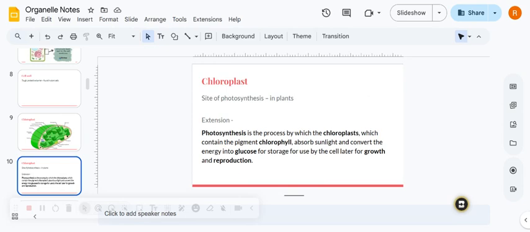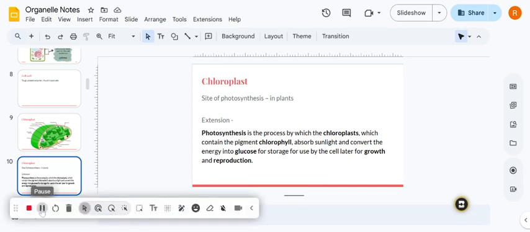If you want to fill in the extension section, you can write about how photosynthesis is where the chloroplasts contain chlorophyll. They absorb sunlight and convert that energy into glucose, also known as sugar. Plants then store that sugar and they use it for growth and for reproduction, basically to make themselves bigger and to make more of themselves.